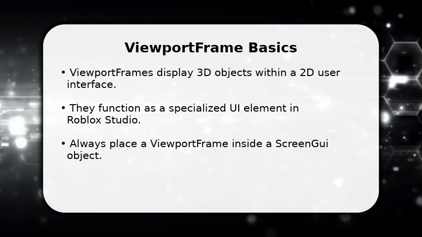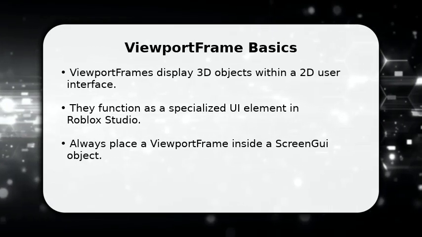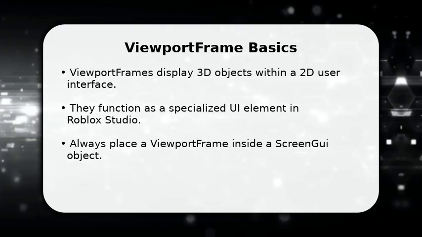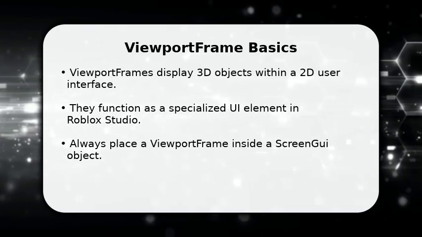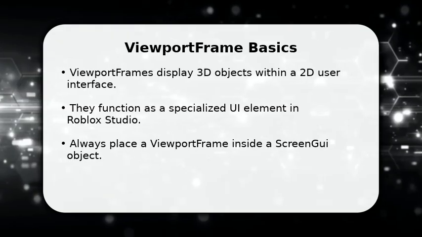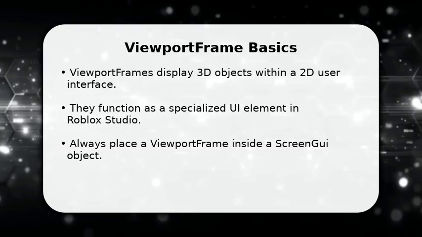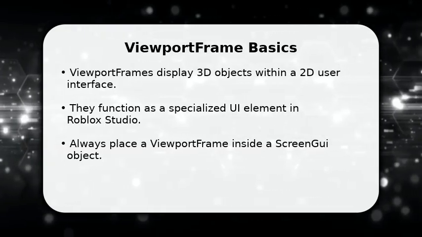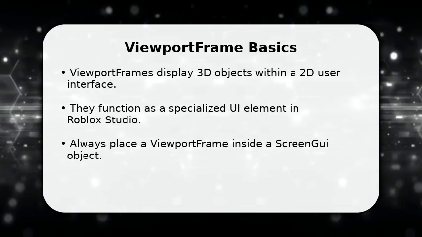Enjoy the video. In this video, I will explain how to use viewport frames in Roblox. To begin, open Roblox Studio and insert a screen GUI into Starter GUI. Inside the screen GUI, add a viewport frame. This frame acts as a window, allowing you to render three-dimensional content directly onto your two-dimensional user interface. It's a powerful tool for displaying dynamic visuals.